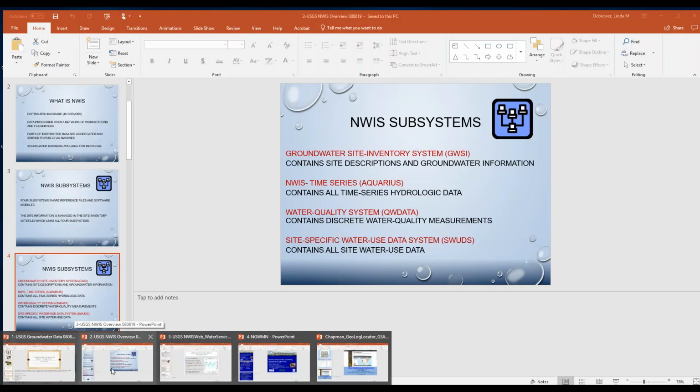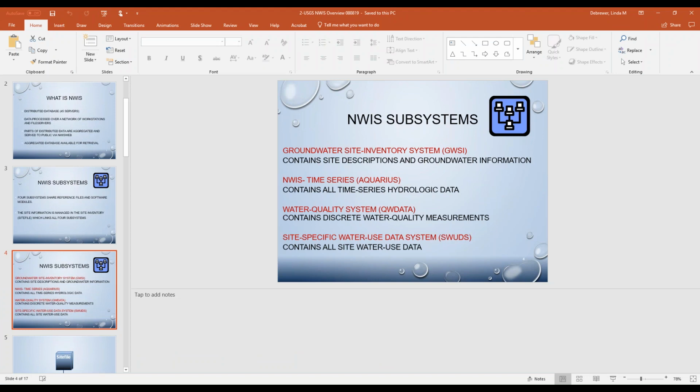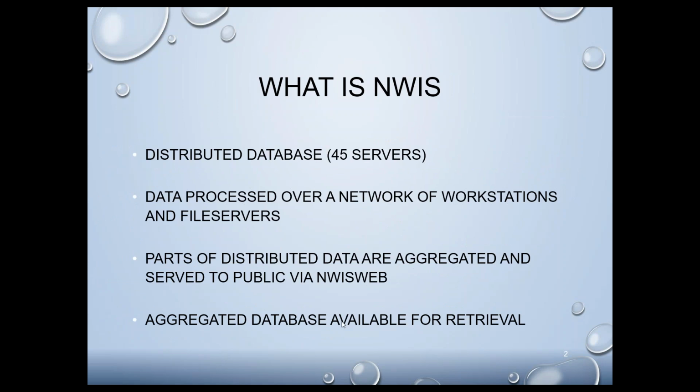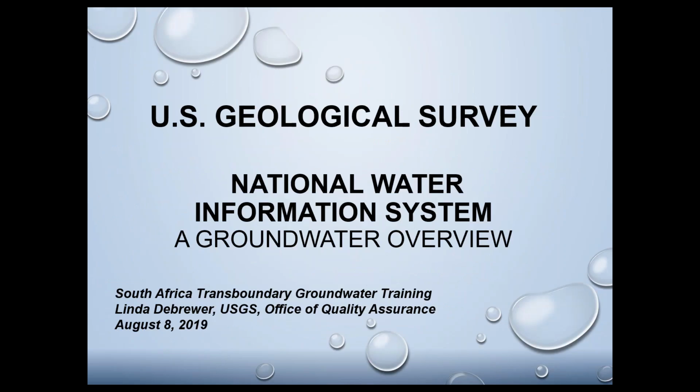So I'm going to switch presentations, and we're going to talk about our National Water Information Database. Okay, there we go. The U.S. Geological Survey has what we call NWIS, the National Water Information System. I'm going to do an overview of the type of groundwater data that we store in this system.